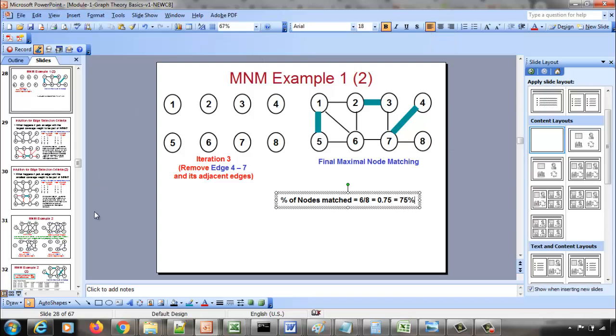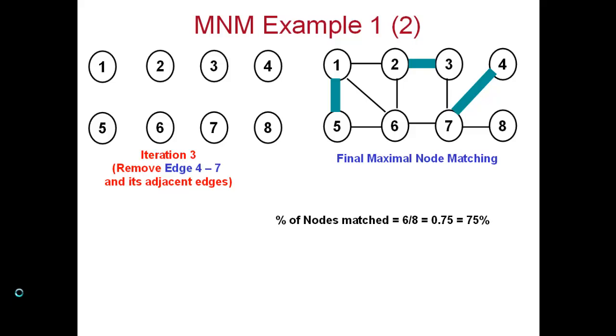We really prefer 100% matching, but this cannot be determined for all the graphs. Only for certain graphs we can find 100% matching. For certain graphs we cannot find 100% matching.